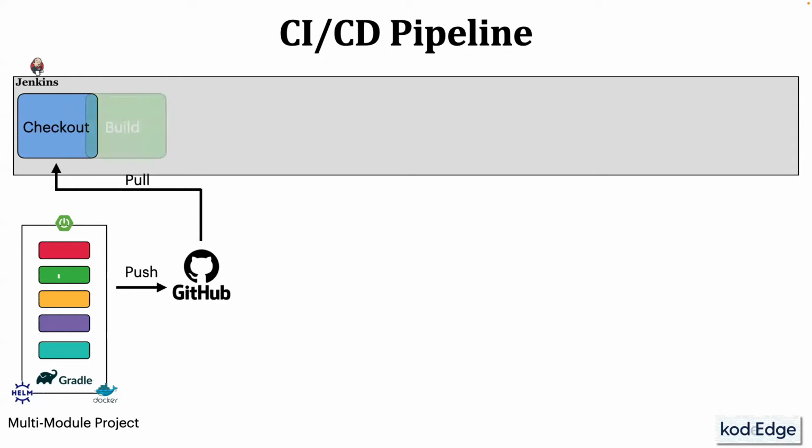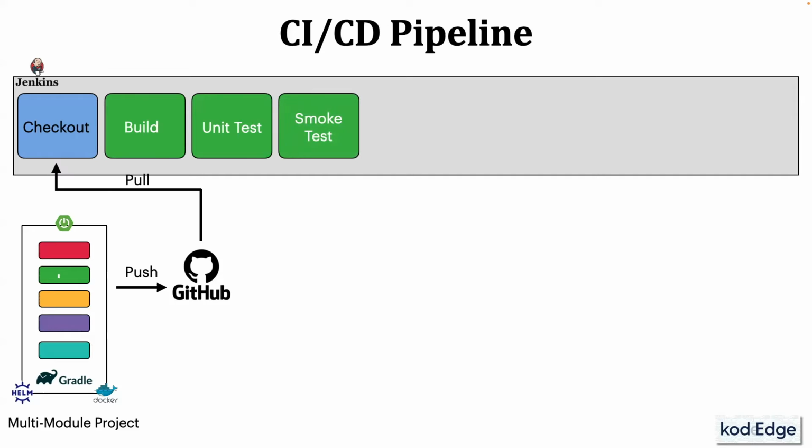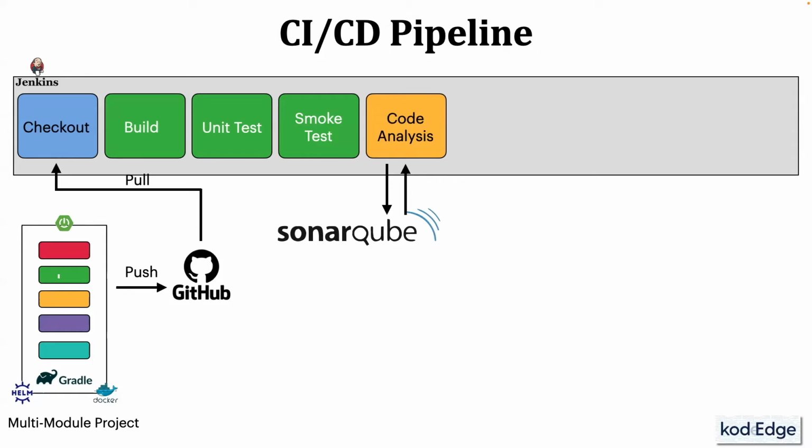The next stage will be the build stage, where we will compile the code and create a jar file for the application. After that, the unit test stage will run unit tests on the application. The next stage will be the smoke test. This stage will run the functional test, or what you may also refer to as an end-to-end test. The next stage will be the code analysis stage, where we will use SonarQube for code quality analysis.